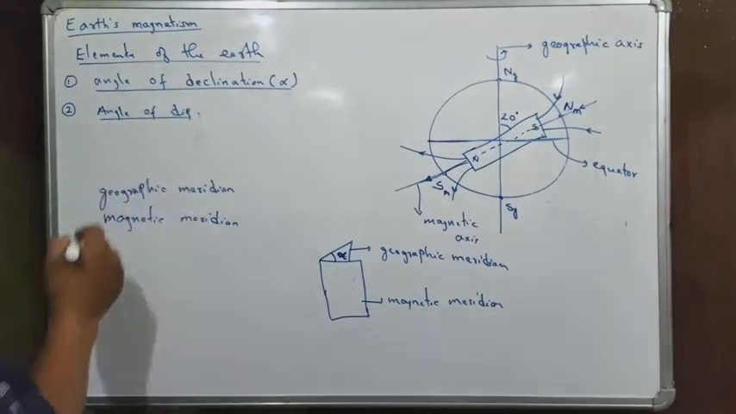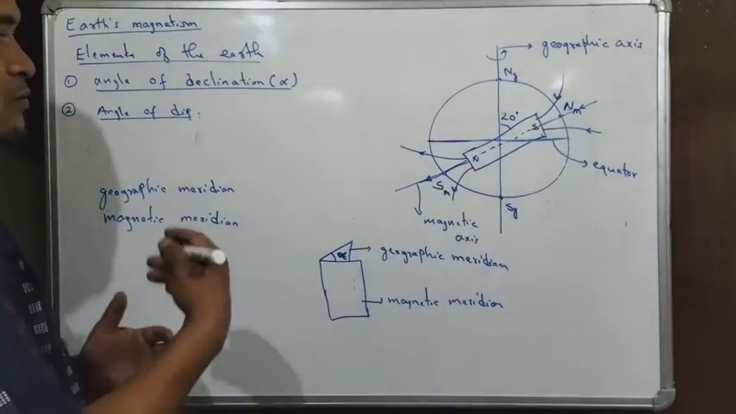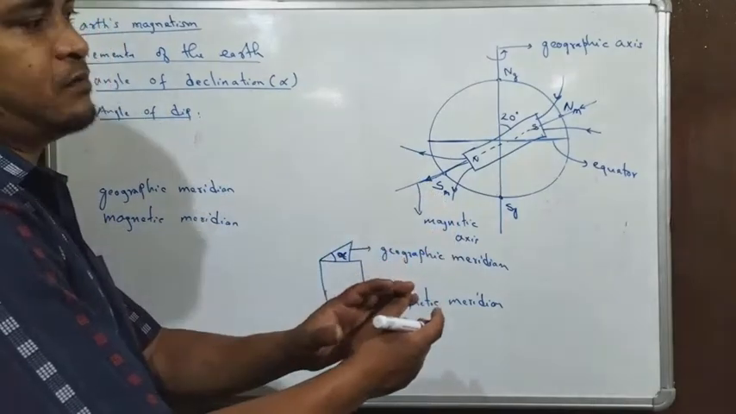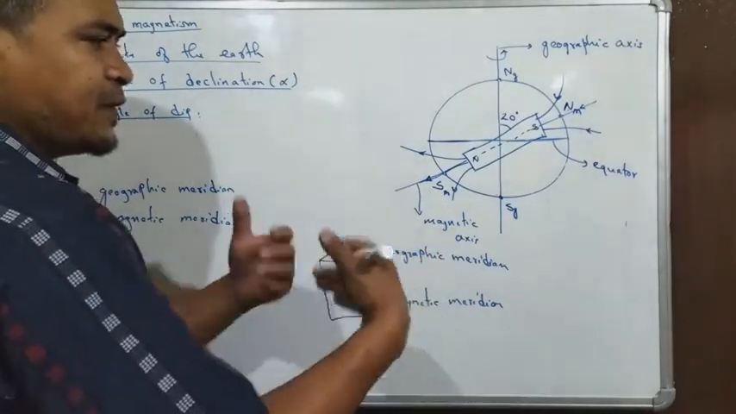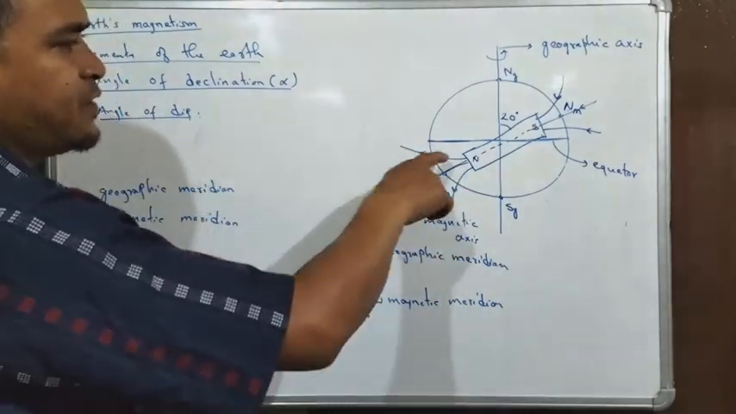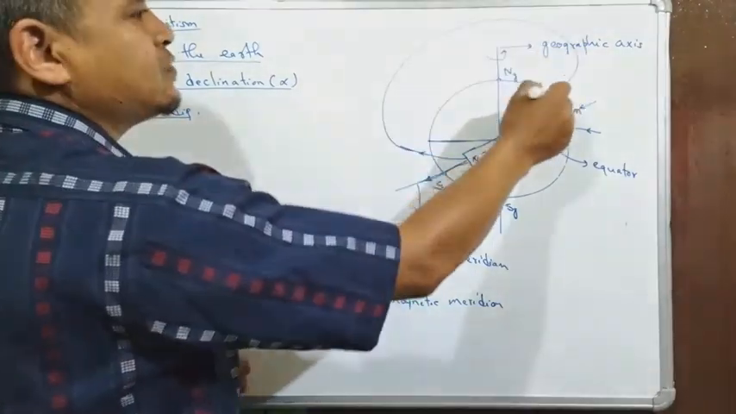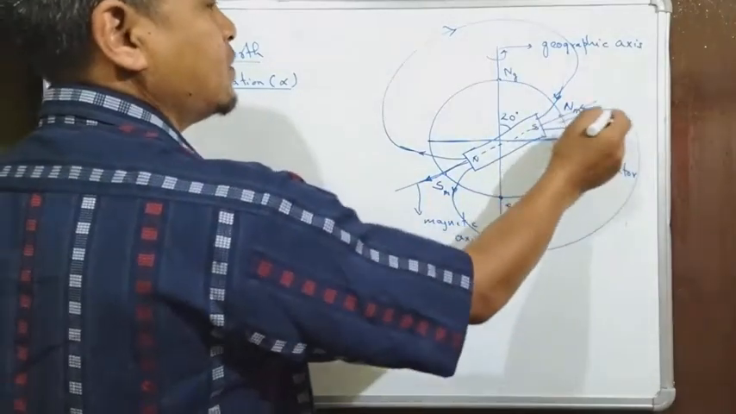So what does this angle of dip mean? We have seen that the Earth behaves like a magnet only, and it produces a magnetic field around itself. These are the magnetic field lines which are surrounding the Earth in this way.